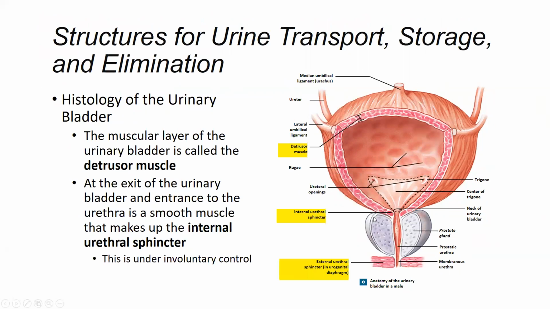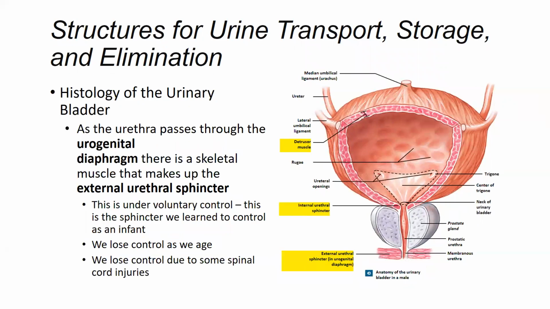Now at the neck of the bladder, we have the internal urethral sphincter. The sphincter is basically a patch of smooth muscle that is under the control of the autonomic nervous system. That patch of smooth muscle is constricting when the bladder is full to keep it closed, and it's going to relax to empty the bladder when that comes about.